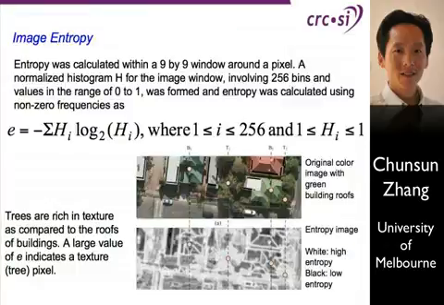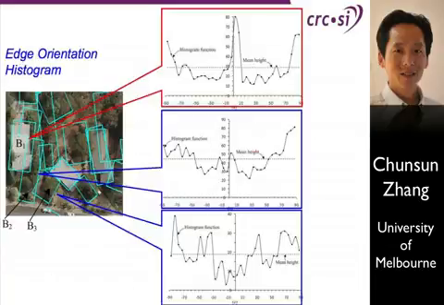So this is the algorithm for the image entropy, and particularly we use this kind of approach to separate the trees from the buildings. Some buildings have a green roof, which shows similar reflectance to the trees. Using a normal approach, it's difficult to separate them, and we find that this entropy approach has shown efficiency for this purpose. Another one is to use edge orientation.